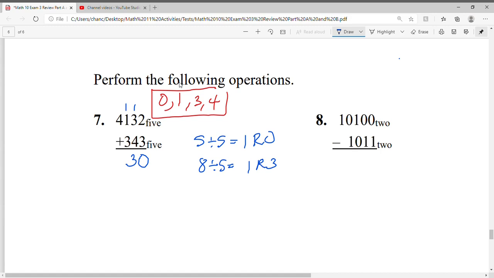1 plus 3 is 5. I know 5 is 1 remainder 0. Put a 0, carry that 1 over. 1 plus 4 is again 5, but 5 is equivalent to 0, and we'll have to carry that 1. So our solution for number 7 is 1, 0, 0, 3, 0, and don't forget your base. This is base 5.